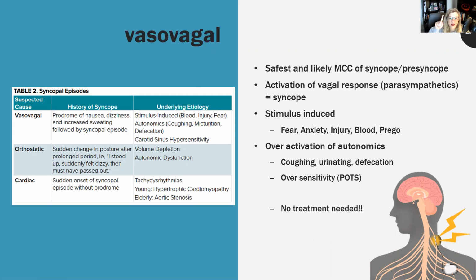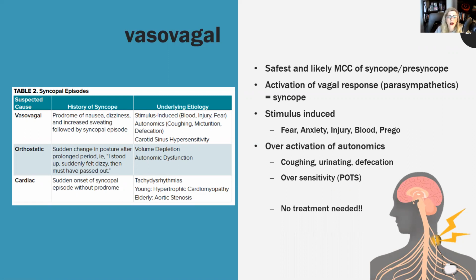It's a stimulus induced where something has activated the vagus nerve. And this can be quite complex. It can be as simple as fear or anxiety. It can also be injury or the sight of somebody's blood or inner organs. It can also be the hormones of pregnancy that can induce this vasovagal response and cause somebody to pass out.